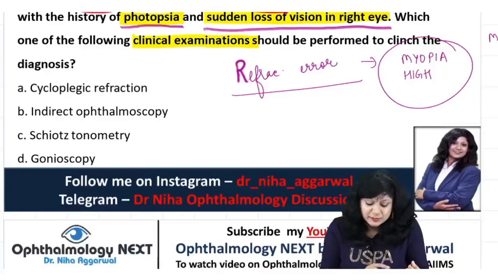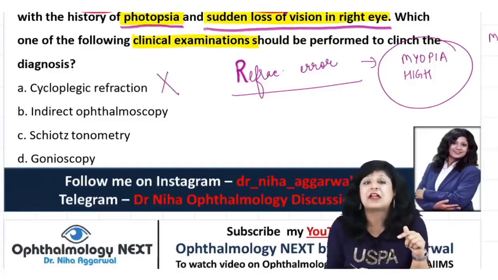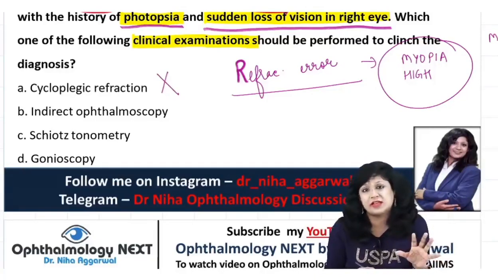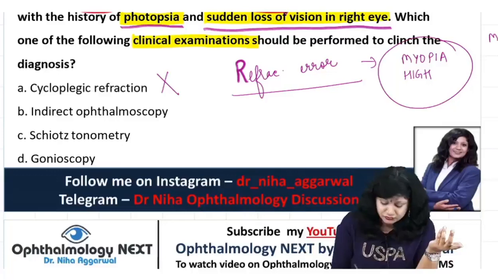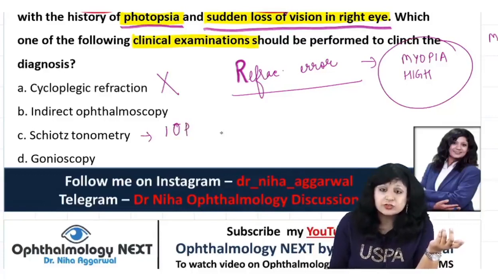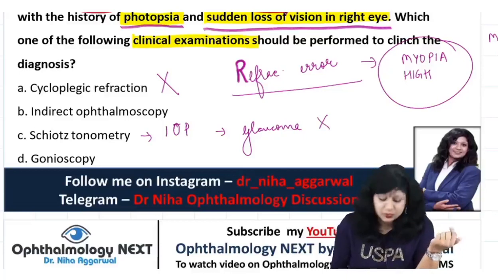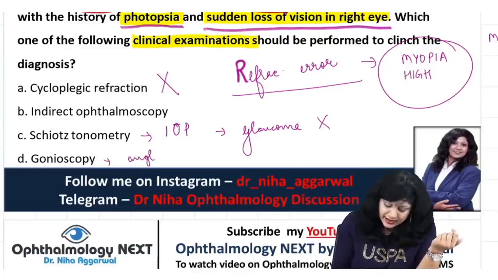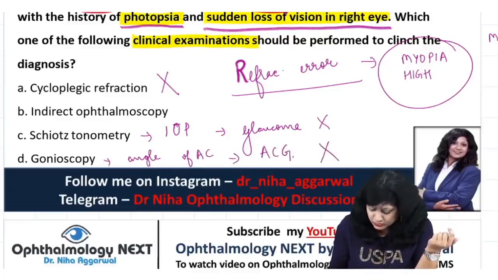Option A is cycloplegic refraction, indirect ophthalmoscopy, Schiotz tonometry or gonioscopy. So cycloplegic refraction is not required. You have to diagnose the RRD. Refraction has already been done and she was a known case of refractive error. Indirect ophthalmoscopy will come back. Schiotz tonometry is done for taking the intraocular pressure, so that is required if you are suspecting glaucoma. So that is also not required. Gonioscopy is done to see the angle of the anterior chamber, so this is done when we are suspecting angle closure glaucoma. So this is also not required.